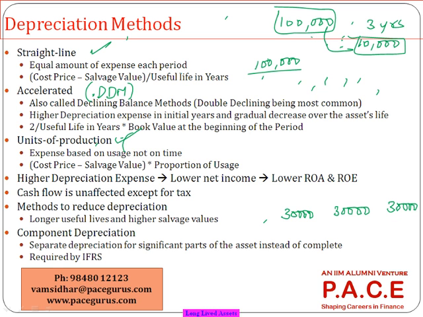So what will be the asset value? At the end of the first year it will be 70,000, because 30,000 is the usage for this year. At the end of the second year it will be 40. At the end of the third year it will be 10.